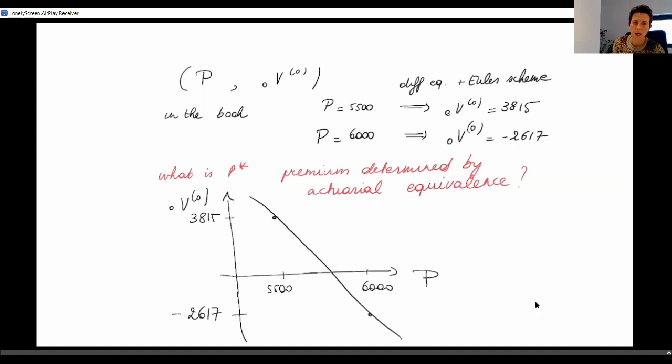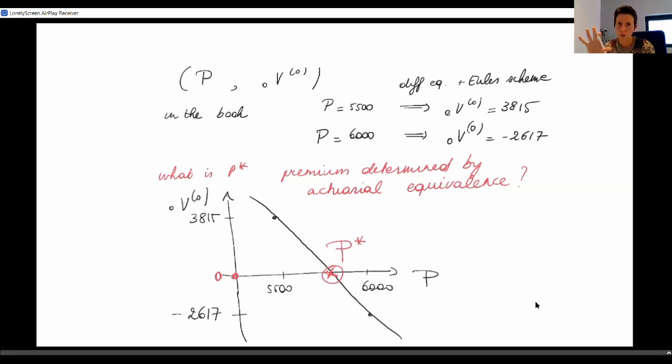And I'm going to say, which P am I looking for? I'm looking for the P star here, such that the corresponding V is equal to zero. Because that's what the actuarial equivalent premium will lead me to. And that would be the premium such that for the policyholder at time zero in the zero state, the policy value is equal to zero.